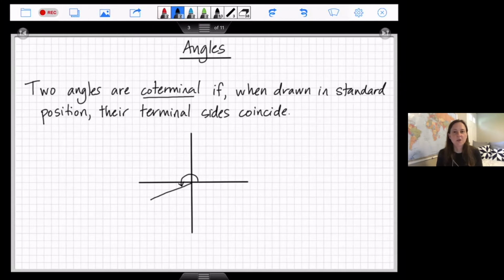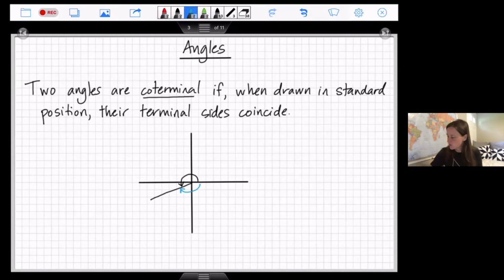If I wanted to find a coterminal angle, it would be any other angle in the world that has exactly the same terminal side. So I could draw a negative angle that would meet at the same place that has a different measurement. It's a smaller angle, has less degrees, and it has a negative measurement, but lands you at the same spot as the original angle.